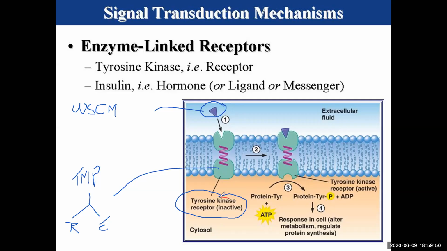That's why you see here the word kinase. Kinase means the ability to add a phosphate group onto another protein. And the name tells its function, tyrosine kinase. So this transmembrane protein can phosphorylate the specific amino acid called tyrosine on a protein. So any protein that has a tyrosine will have its tyrosine phosphorylated.